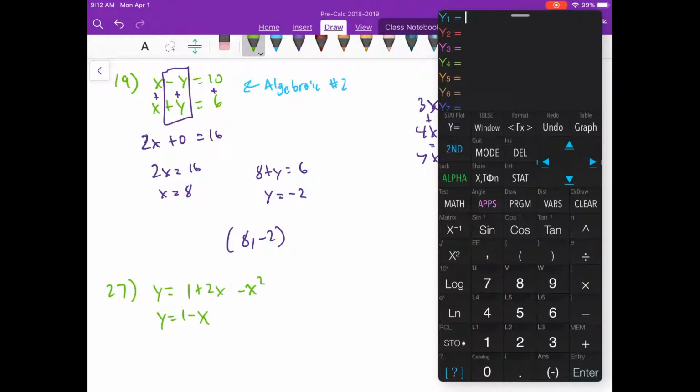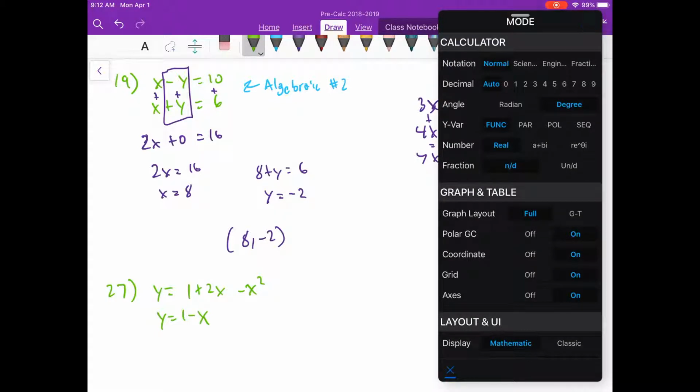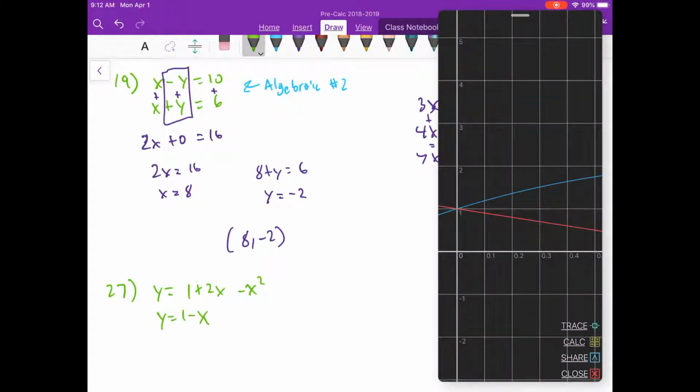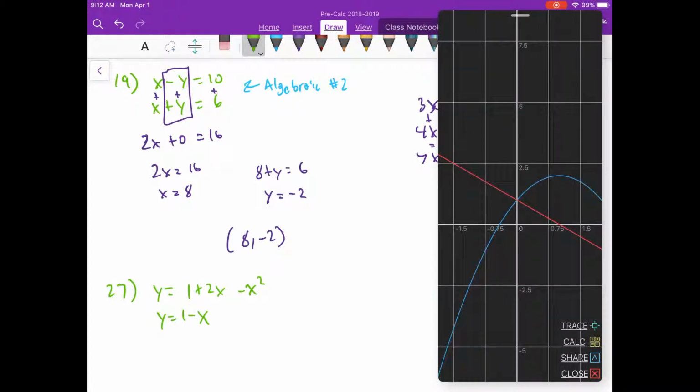If I get something like the square root of 2 as my answer, it's going to be really hard to figure out exactly what that x value is, because it's just going to be graphed as the intersection of two points. But if I have something in this format, I can just quickly plug in 1 plus 2x minus x squared. And then I can plug in 1 minus x, and that gives me this graph right here.